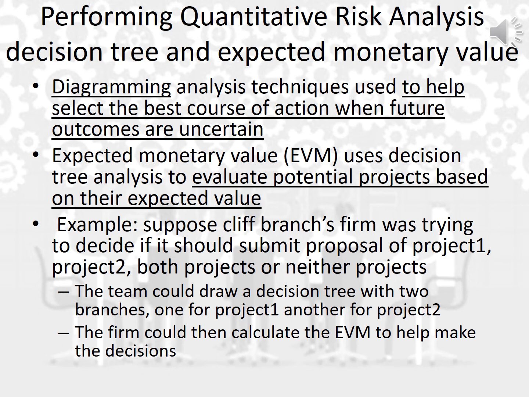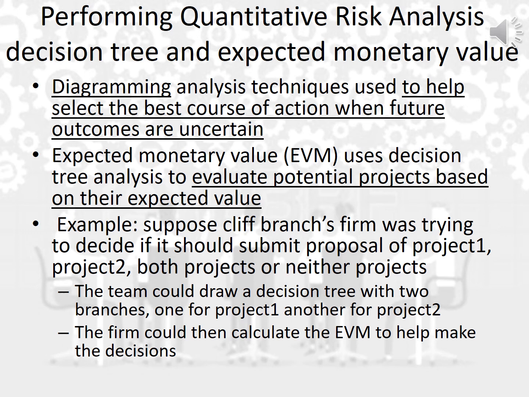Expected monetary value, or EMV for short, uses decision tree analysis to evaluate potential projects based on their expected value. After I draw the decision tree, I'll use the EMV in order to decide whether or not to choose the projects that I have in my company. How can we do that? Actually, EMV needs a certain formula to be applied to all the courses that I already drew in the decision tree. Then based on that calculation, I can decide whether to accept or reject the projects.